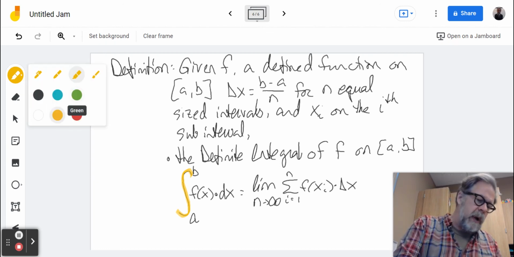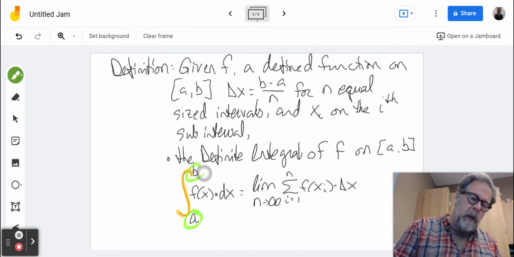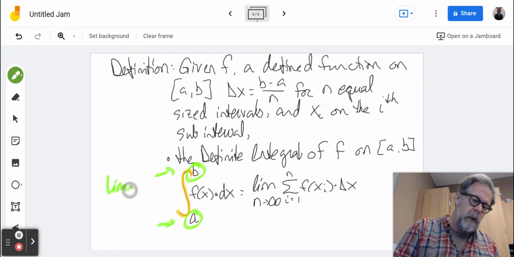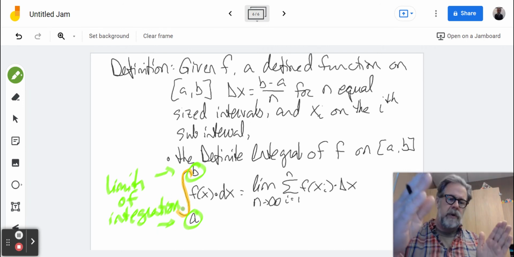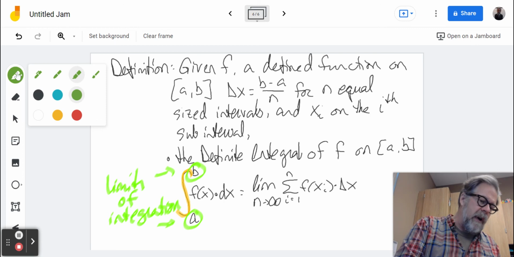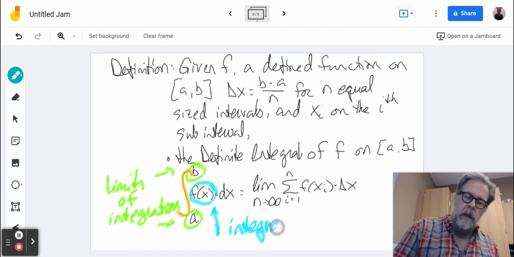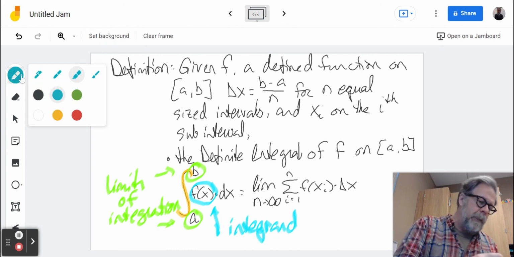These two numbers here, a and b, are our limits of integration. A at the bottom, b at the top, from left to right. F of x is our integrand. It is the function that we are taking the area under.